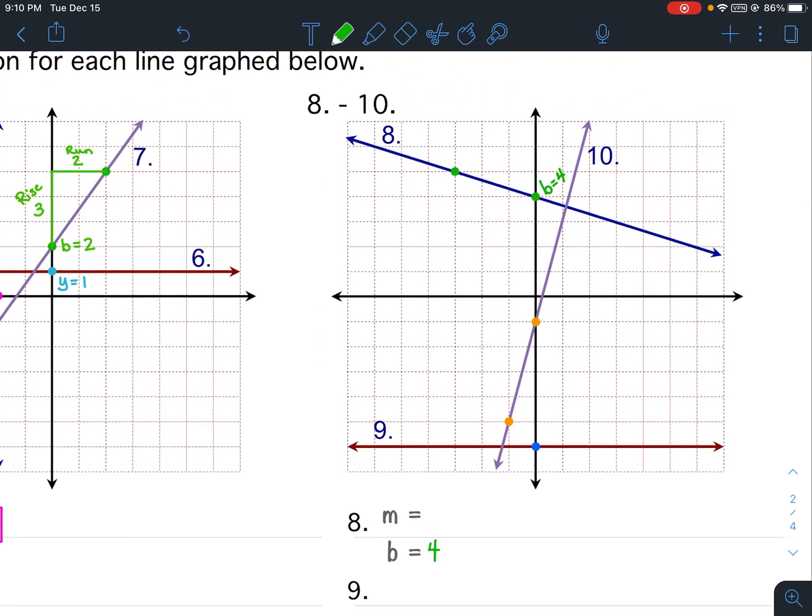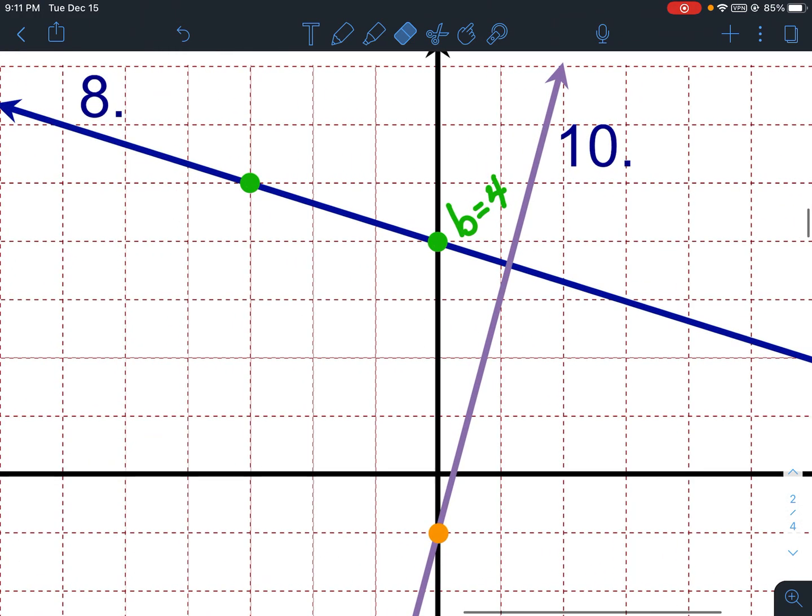So I'm going to come down to here and put a 4. Now I need to find the M, which is your slope. I want you to notice how line 8 is going downward. And when your line is going downward, that means your slope is going to be negative. You always go from the left point to the right point. To go from this point to this point, I have to go down first. If I go down, that's a negative 1. So I went down 1. That's why it's negative 1.